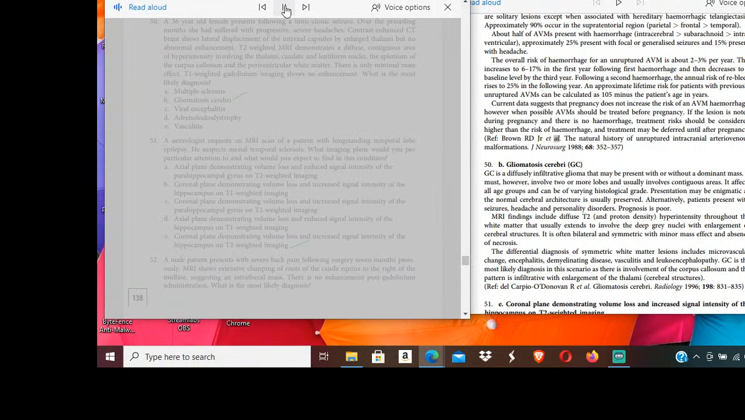50. A 36-year-old female presents following a tonic-clonic seizure. Over the preceding months she had suffered with progressive, severe headaches. Contrast-enhanced CT brain shows lateral displacement of the internal capsules by enlarged thalami, but no abnormal enhancement. T2-weighted MRI demonstrates a diffuse, contiguous area of hyperintensity involving the thalami, caudate and lentiform nuclei, the splenium of the corpus callosum, and the periventricular white matter.